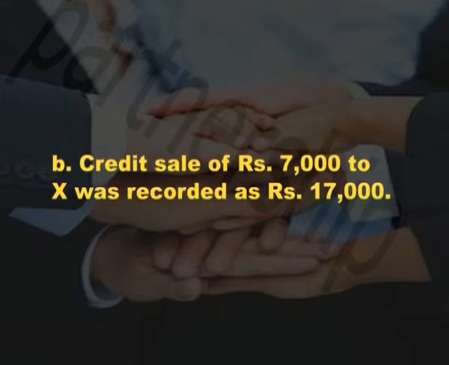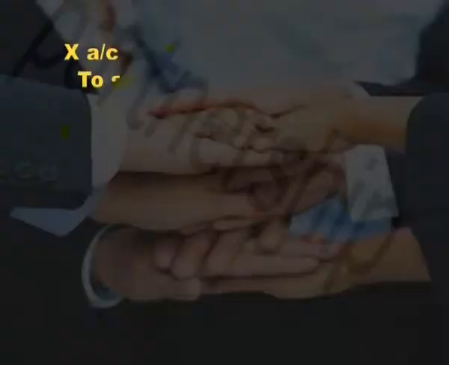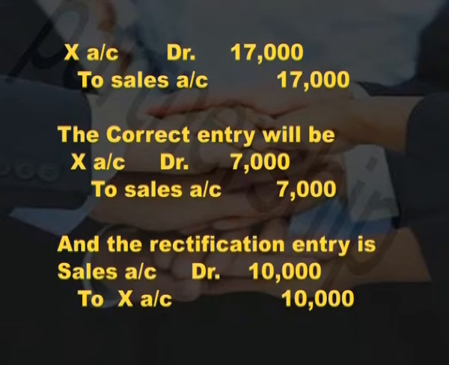B, credit sale of rupees 7,000 to X was recorded as rupees 17,000. Now, this is an error of recording. In this case, the wrong entry will be X account debit 17,000 to sales account 17,000. The correct entry will be X account debit 7,000 to sales account 7,000. And the rectification entry is sales account debit rupees 10,000 to X account rupees 10,000.